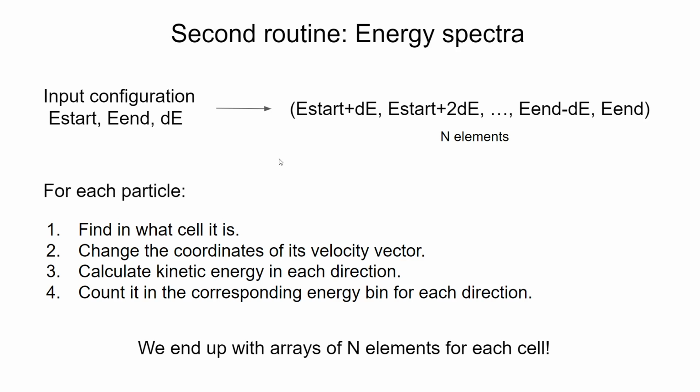For each particle, the process looks for which cell it belongs to, performs the same change of coordinates to its velocity vector as we did before, to have the velocity component parallel to the magnetic field and 2 perpendicular components, uses those velocities to calculate the kinetic energy, and then places the particle in the energy bin that corresponds to it. In the end, we end up with an array of n elements, where n is the number of energy bins per cell. These elements tell us how many particles are inside each bin.